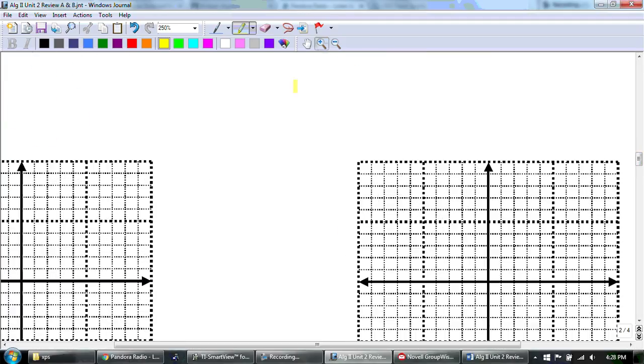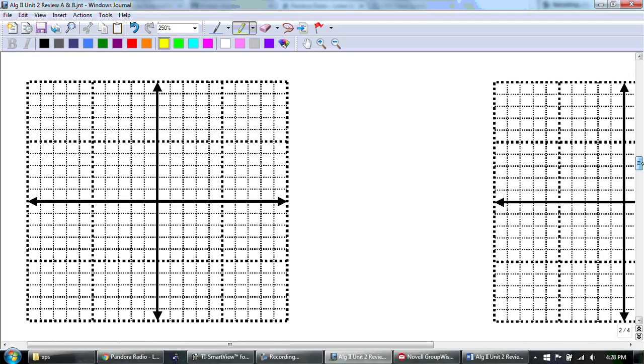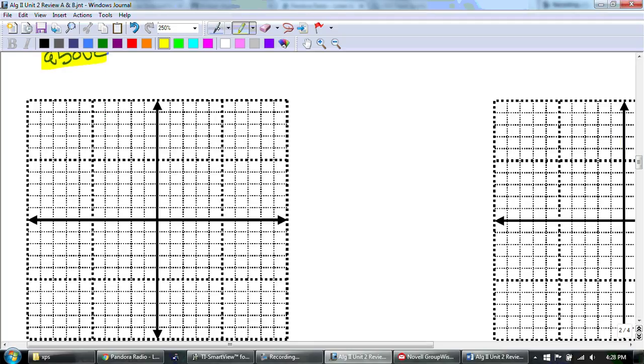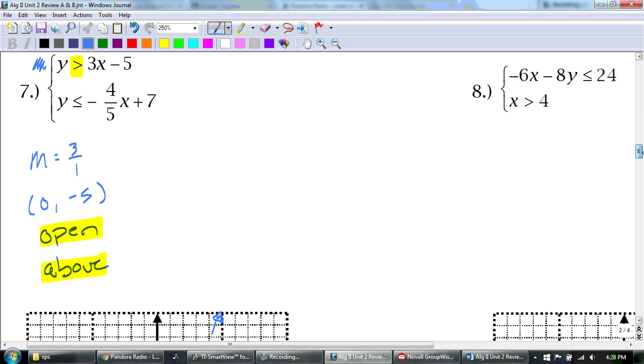So I'm going to go ahead and graph it. I'm going to zoom in a little bit so all my points are correct. We're starting at -5, and we are open. I go up 3/1, up 3/1: 1, 2, 3. Okay, and I'm going to use my straight edge again to get a dashed line right here. And don't forget to add your arrows.